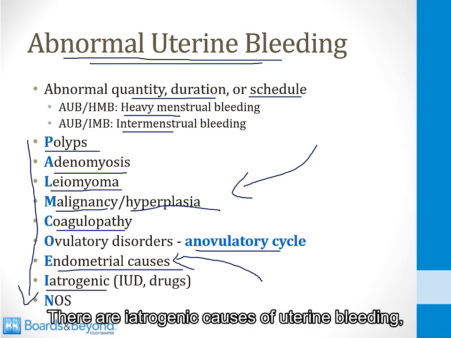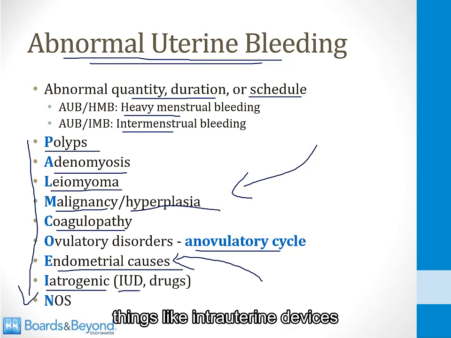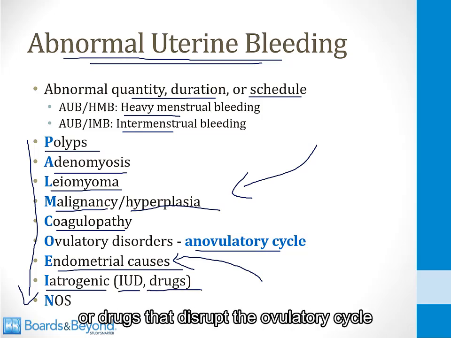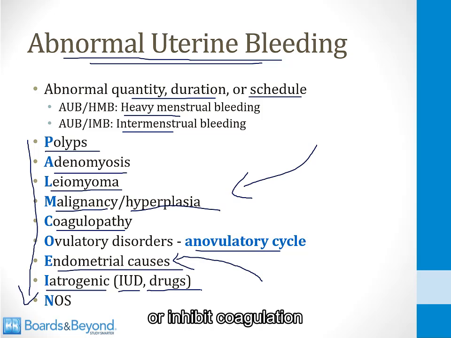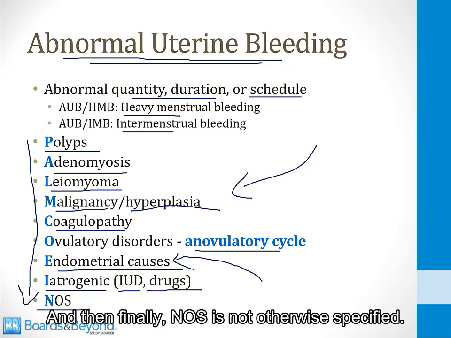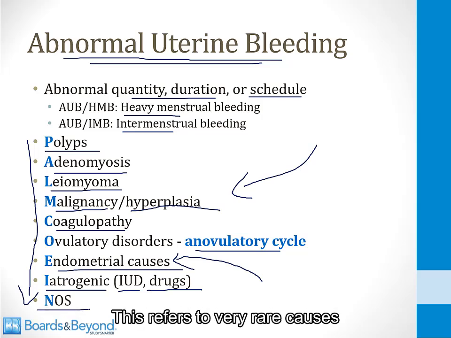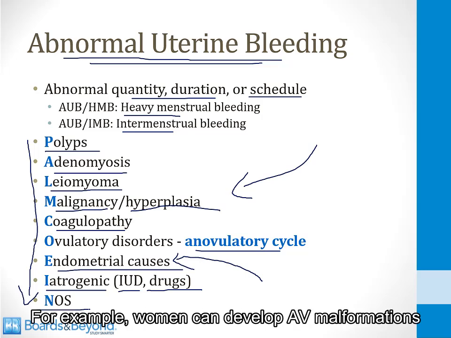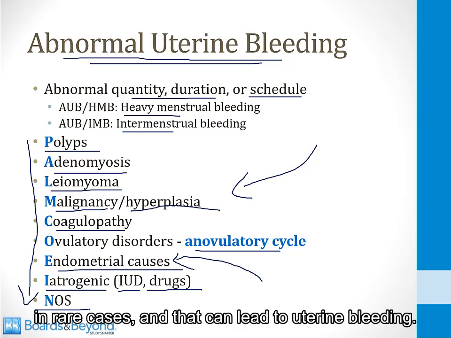There are iatrogenic causes of uterine bleeding, things like intrauterine devices or drugs that disrupt the ovulatory cycle or inhibit coagulation and can therefore cause uterine bleeding. And then finally, NOS is not otherwise specified. This refers to very rare causes of abnormal uterine bleeding. For example, women can develop AV malformations in rare cases, and that can lead to uterine bleeding.